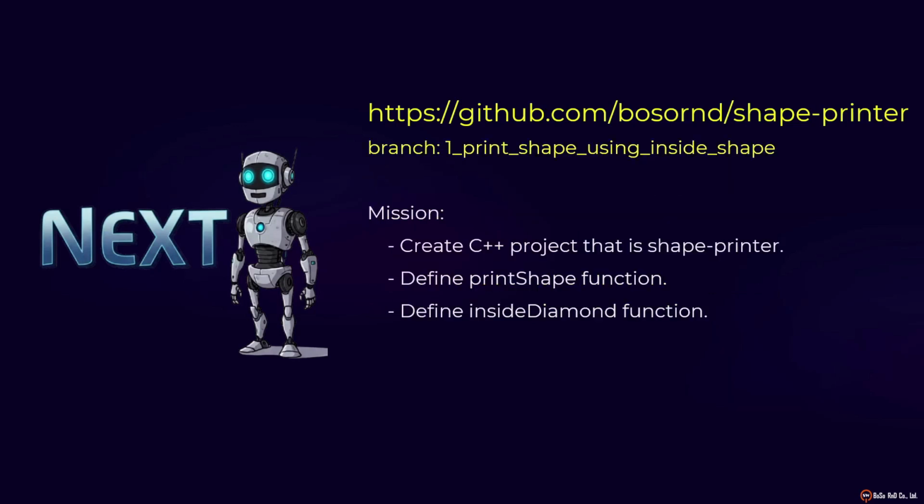In the next lecture, we will take the first step in the shape printer project. We will create the shape printer project. We will implement the print shape function and the inside diamond function. The result of the first step can be found in the OnePrint shape using inside shape branch of the GitHub repository. Before taking the lecture, take a moment to think again about the goal of the next lecture.